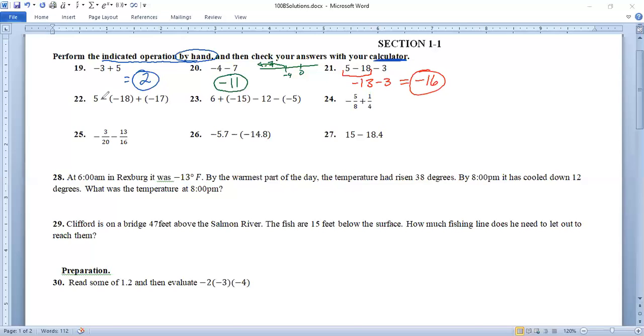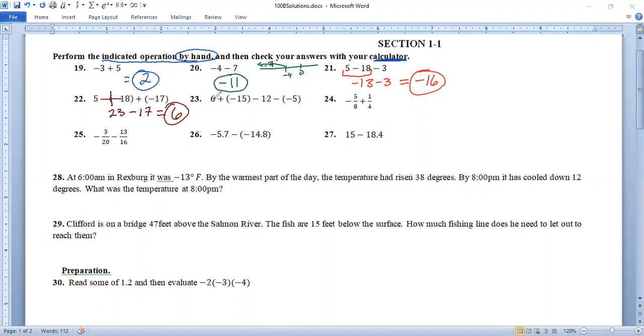5 minus a minus 18, minus a minus 18, that's the other direction, so that's 5 plus 18 is 23, plus a minus 17. That's 23 minus 17, that's a nice 6. Oh, I like it when they come out nice like that. But these are opposite signs, when you have a 23 and a negative 17, which means you are subtracting.